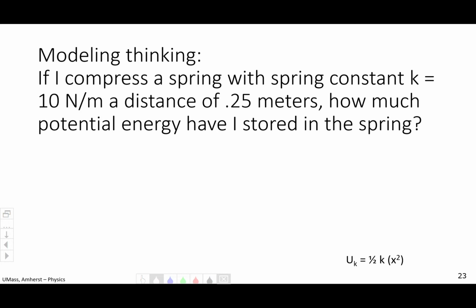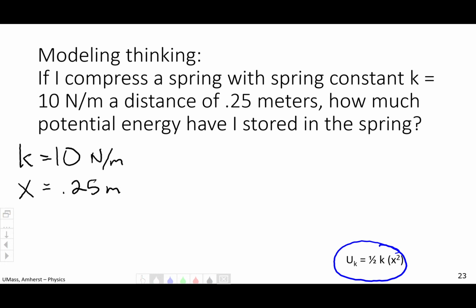All right, here we go. Example time. If I compress a spring with a spring constant k equals 10 newtons per meter, a distance of 0.25 meters, how much potential energy have I stored? We have a formula. UK is 1/2 kx squared. So let's go ahead and figure k equals 10. The distance that we have compressed it is 0.25 meters. That's newtons per meter. How much energy? We want UK.